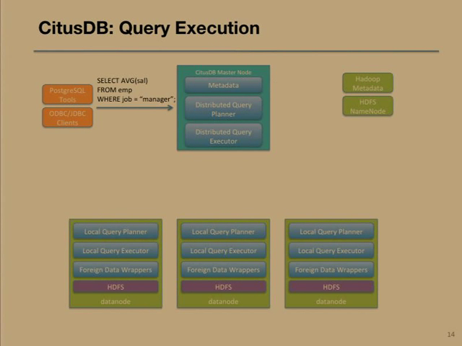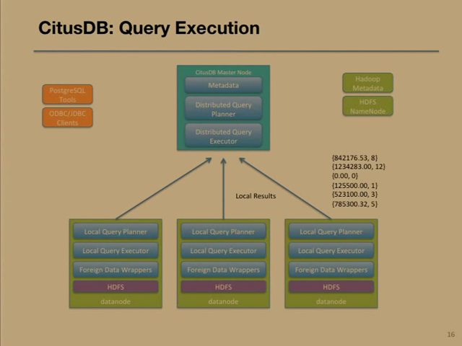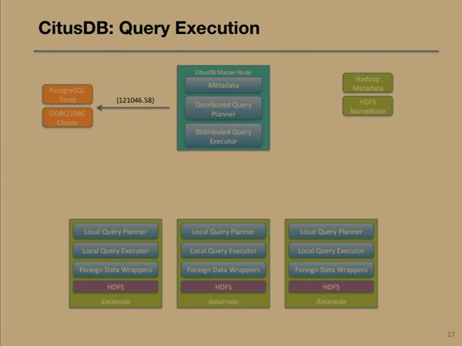Subsequently, let's say the user submits a simple aggregation query to find the average salary of managers in the organization. As a first step, we take that global query and rewrite it as a set of fragment queries that can be executed on the worker nodes. There's effectively one query per foreign table, where each foreign table maps to a block on one of those data nodes. The worker nodes execute those fragment queries and generate partial result sets, which are returned to the master node, which merges those results together and returns a final answer to the client.